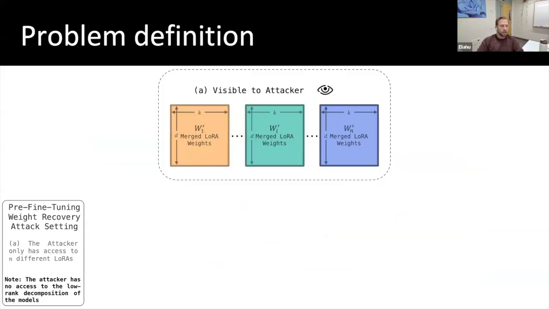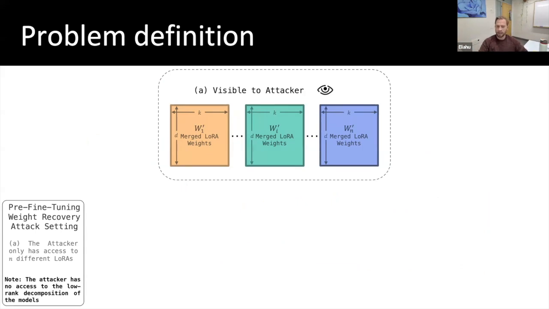So let's show our problem definition. What we formulate is basically under the setting of LoRA, and assuming we have n LoRAs. Later I'll speak about the number n, but it doesn't have to be very large. Assuming we have n LoRAs, which were all fine-tuned from the same original model, let's say we take Llama and we fine-tune it n times with different LoRAs.